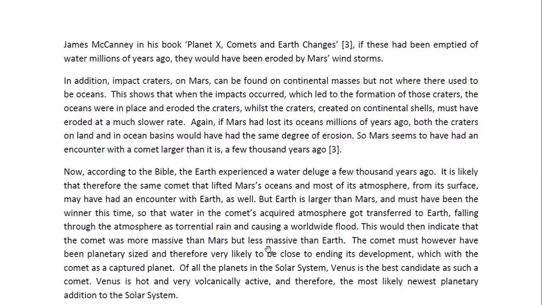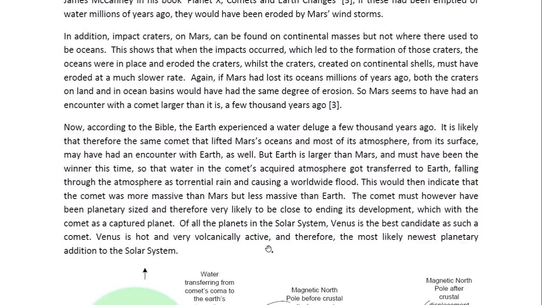few thousand years ago. Now, according to the Bible, the Earth also experienced a water deluge a few thousand years ago, and it's likely that therefore the same comet that lifted Mars' oceans and most of its atmosphere from its surface may have had an encounter with Earth as well. But Earth is larger than Mars and must have been the winner this time, so that water in the comet's acquired atmosphere got transferred to Earth, falling through the atmosphere as torrential rain and causing a worldwide flood.